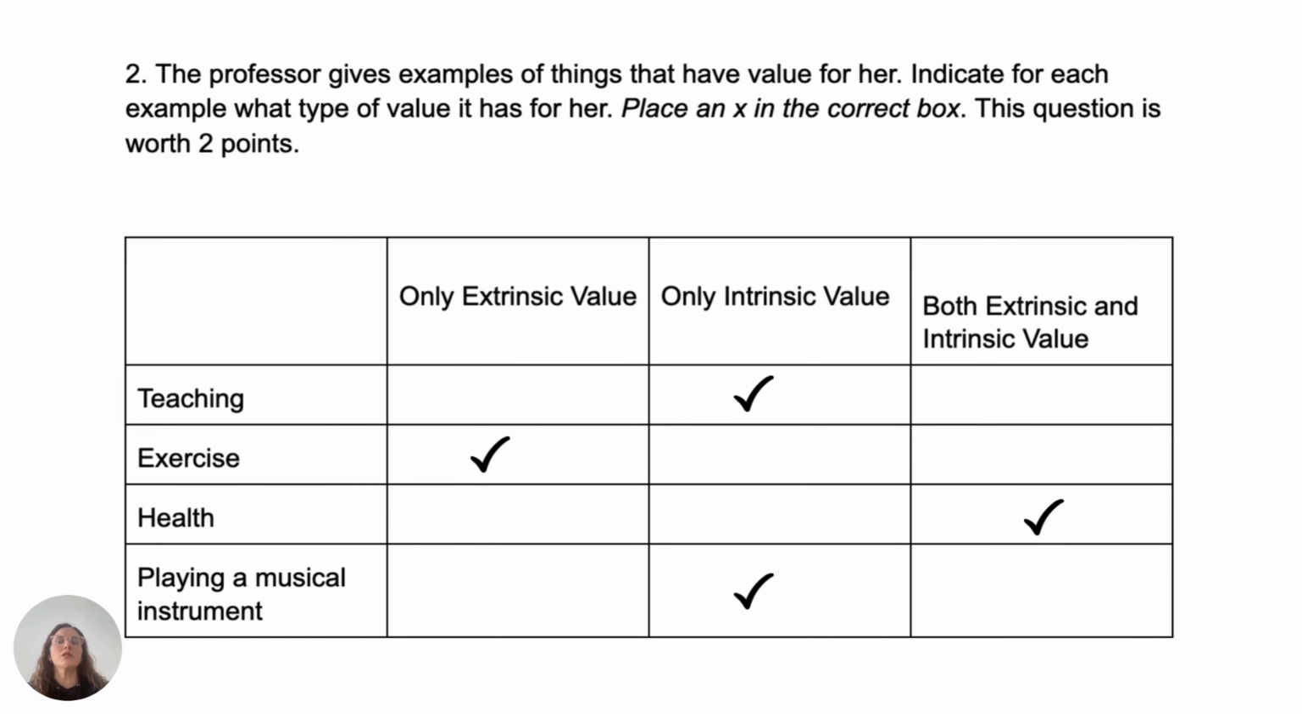Number 2, this one is quite challenging, but if you have your notes organized in a similar way to how the lecture is organized, then this one will be a little bit easier for you. You can see in my notes, again, that I have a category for extrinsic and one for intrinsic. So I put her examples in those categories in my notes. Health is in both categories. Exercise is extrinsic for her. And for intrinsic, playing a musical instrument and teaching.